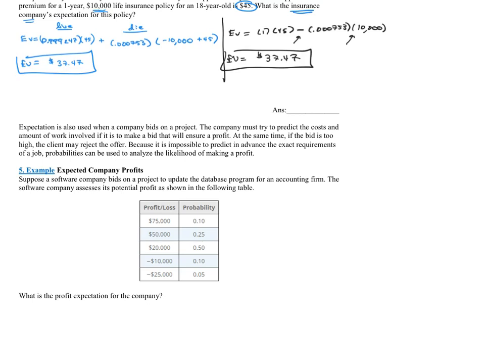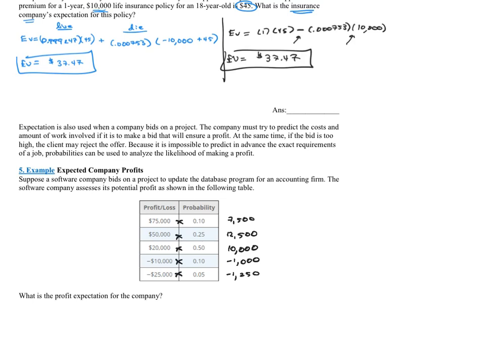Well, this is a nice and easy problem because the chart puts the winnings or losses right next to the probability. And remember, what we're going to do is multiply each one of these numbers together. Once we multiply each one of these numbers together, we are then going to add them. So go ahead and multiply them now. 75,000 times 0.10, I'm getting $7,500. 50,000 times 0.25, I'm getting $12,500. 20,000 times 0.5, I'm getting $10,000. Negative $10,000 times 0.10, I'm getting minus $1,000. Negative 25,000 times 0.05, that 5%, I'm getting negative $1,250.